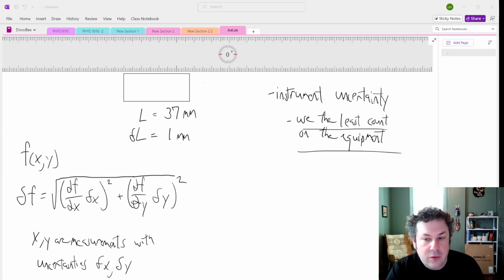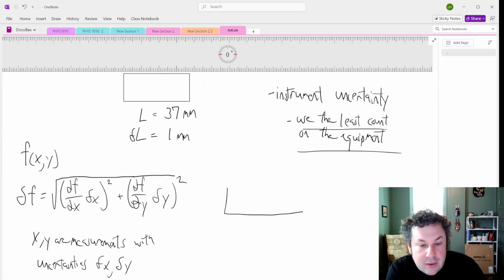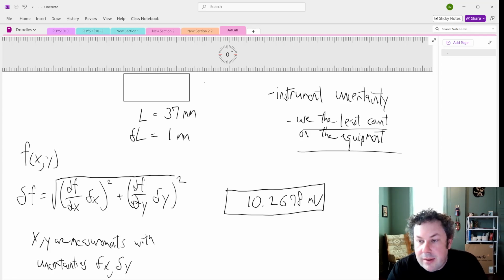So the simplest rule is just use the least count of the equipment. The one caveat of this is that this class has a lot of digital readouts. So if you have a digital readout, let's say you're reading a voltmeter, and it's reading millivolts, and it's telling you that you have 10.2678 millivolts. You might say, okay, great, that means the least count is this digit here. And that may be true, but that may not be true.